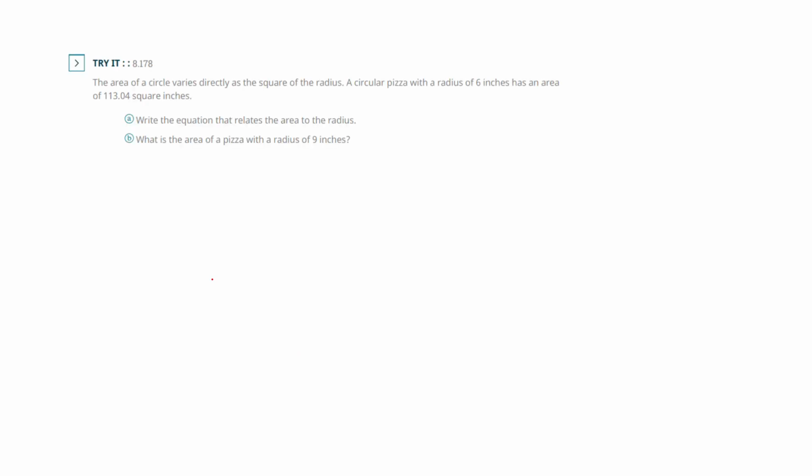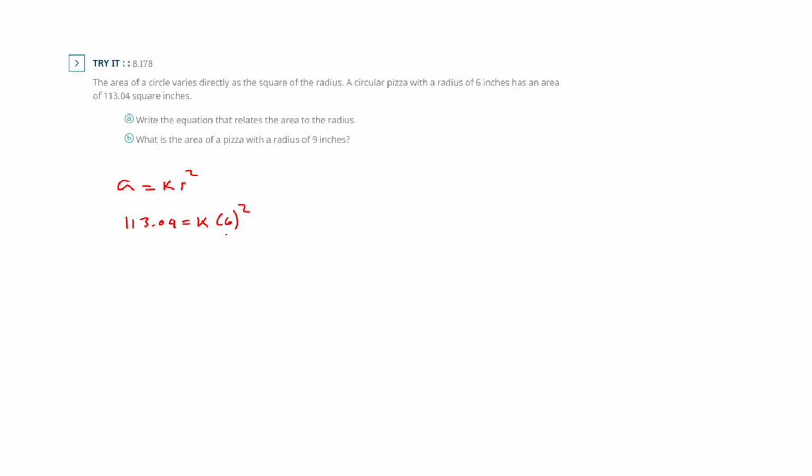Okay, so I think we have just one more of these. Let's do one more. Pause it if you want to try it on your own here. So we've got area varying directly with the square of the radius. So here's what we got. Now we need to find that constant. So we've got an area of 113.04, k, radius squared.